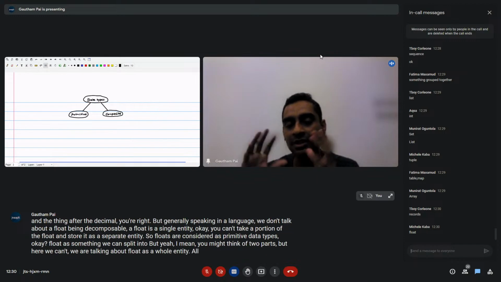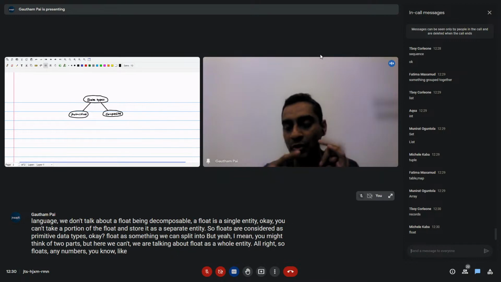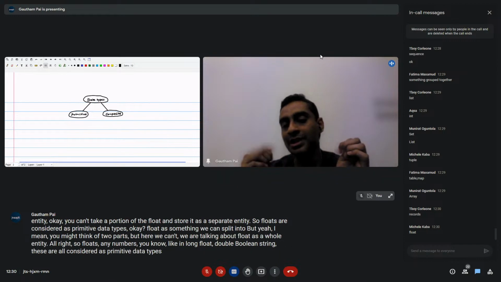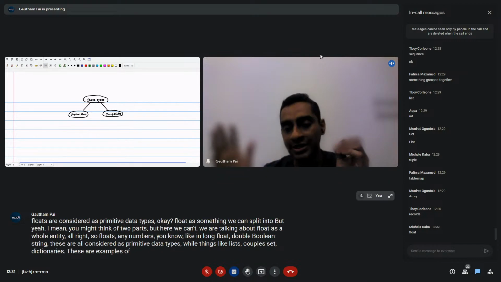All right. So any numbers, like int, long, float, double, boolean, string, these are all considered primitive data types, while things like lists, tuples, set, dictionaries, these are examples of composite data types.